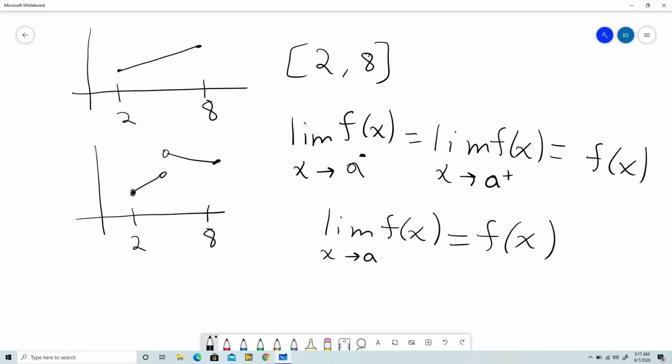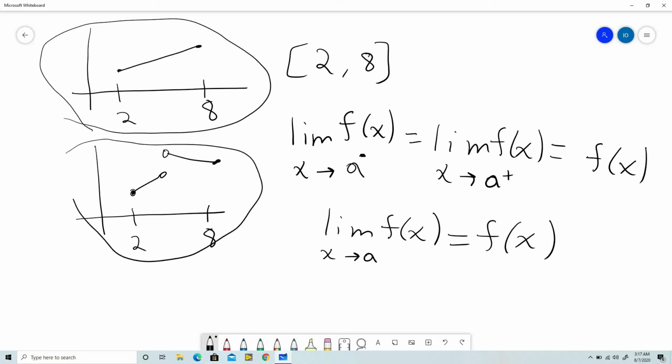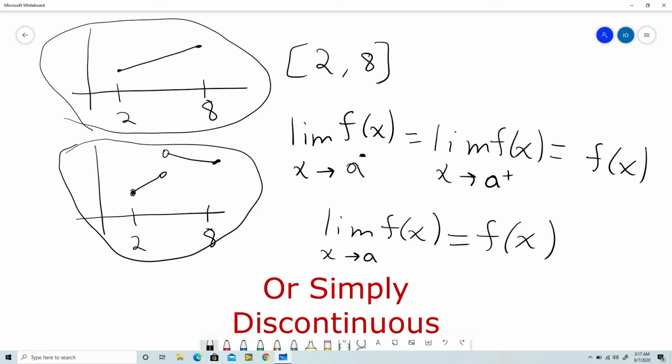Moving on to differentiability, the process of finding a derivative is actually called differentiation. A function is differentiable at x equals c and is differentiable on an open interval if it's differentiable at every point in the interval. So for example, this first graph right here, this would be differentiable because it is continuous. But this graph right here is not differentiable because it's not continuous.